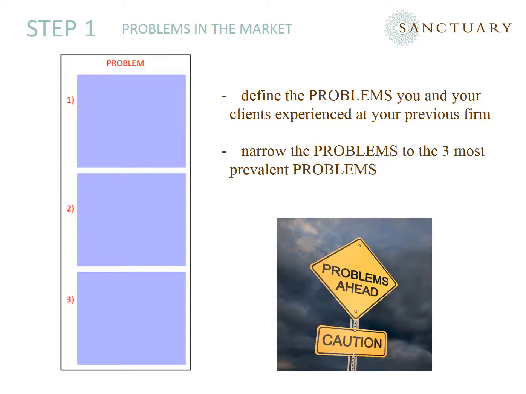The place to start in the VC matrix is to define the problems that your prospective clients have. Our advice on defining those problems is pretty simple, and that is: what were the main reasons that you left your previous firm to start your new firm? And those reasons are the problems that you're going to solve with your new company.